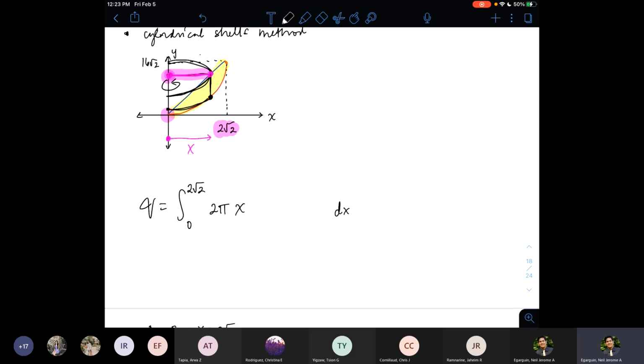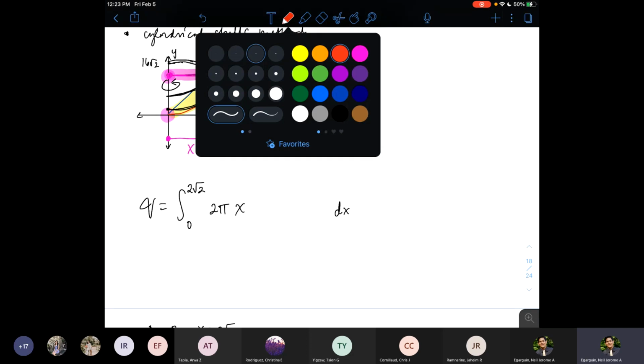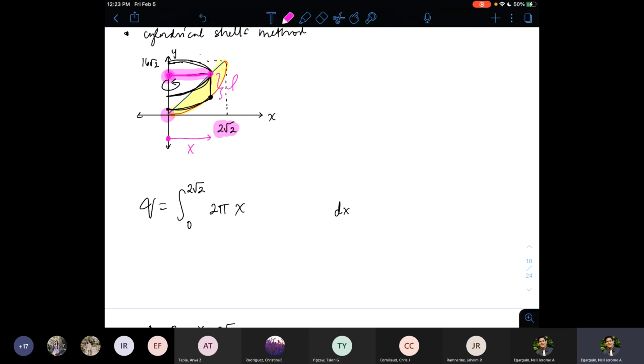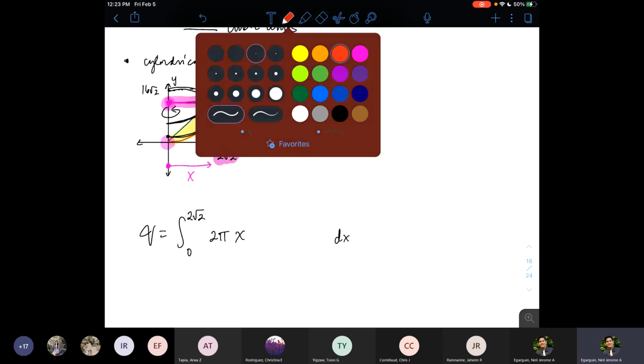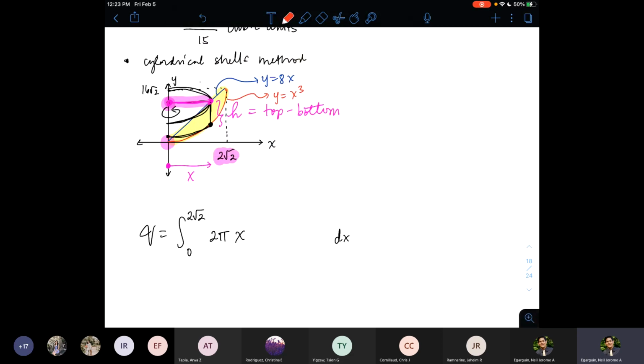And then what's the height of the cylinder? Well, the height of the cylinder is basically this, right? But the height of the cylinder, as we see in the picture, is the length of the vertical strip. Now we measure the vertical strip using top minus bottom, right? Remember that the equation of the blue curve is y equals 8x, and the red curve has the equation y equals x cubed. When we do top minus bottom, it's going to be 8x minus x cubed.